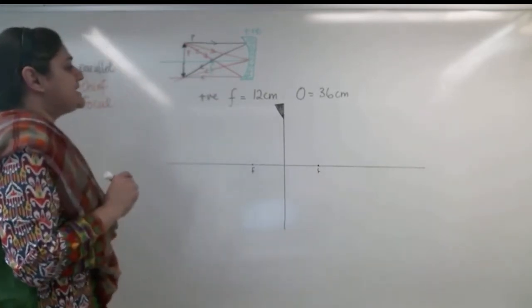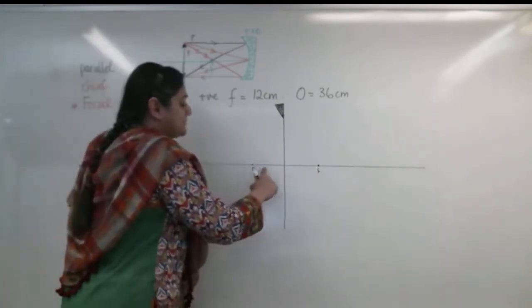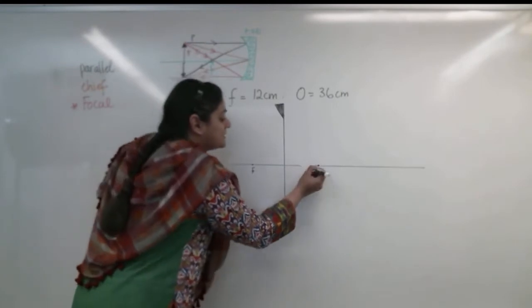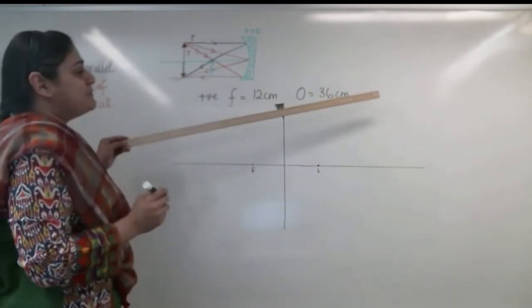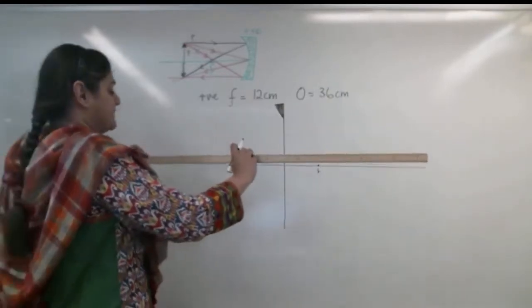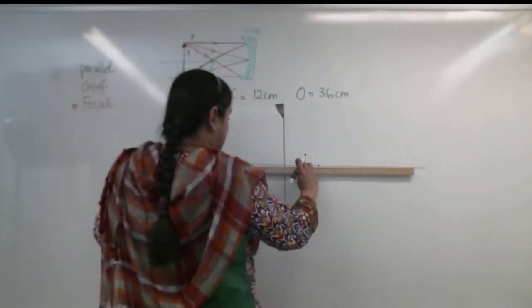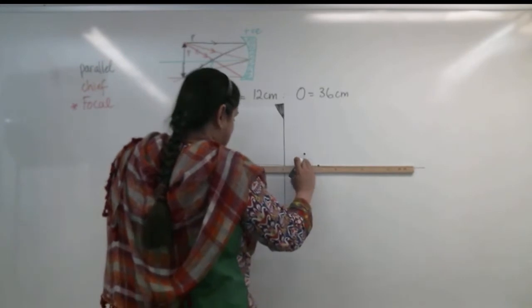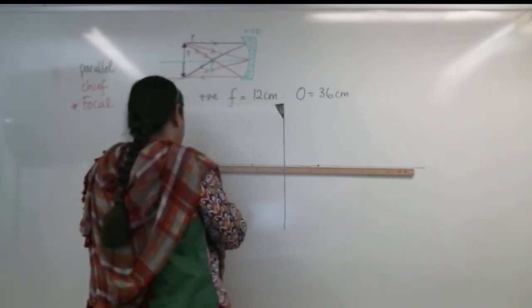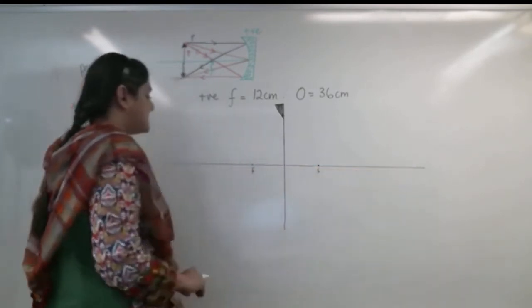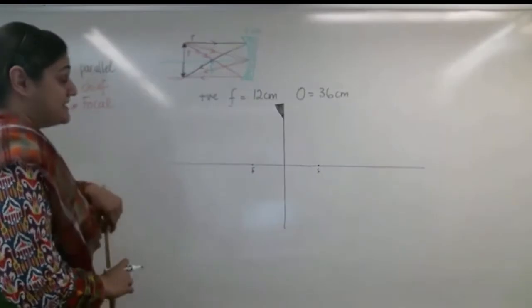Okay, so it says my focal length is at 12 centimeters. So for me, this is 12 centimeters, and this is also 12 centimeters. Oh, I just erased it. Then it says that I have to place my object at 36 centimeters. So I'm going to start here in the middle. So I'm going to go 10, 20, 30, 4, 5, 6. So that's where my 36 is. So my object is 36.